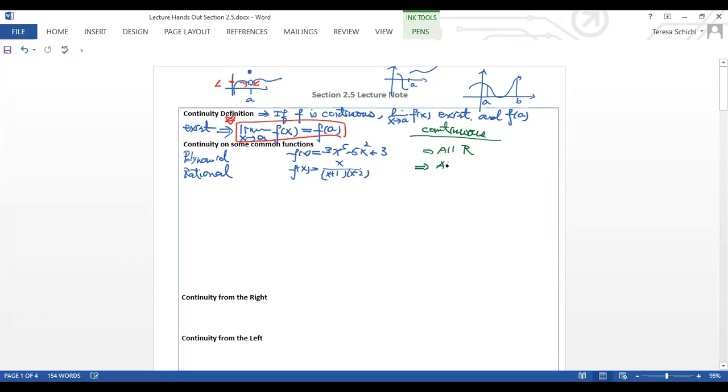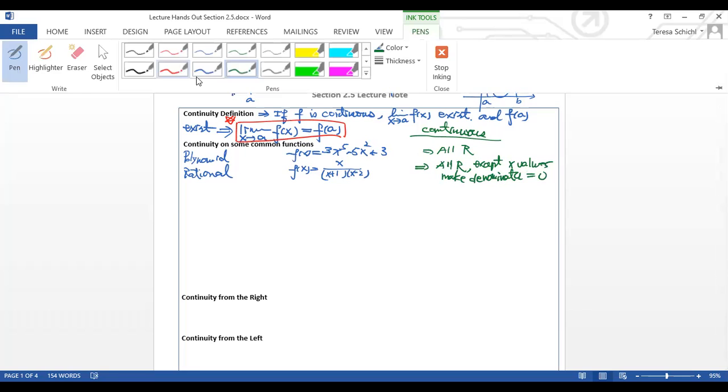So we know it is all the real numbers, but I need to exclude the numbers that make the denominator equal to 0, except those x values. We make the denominator equal to 0, right? So that's what a rational function is. Okay, let's take a look at the roots here.